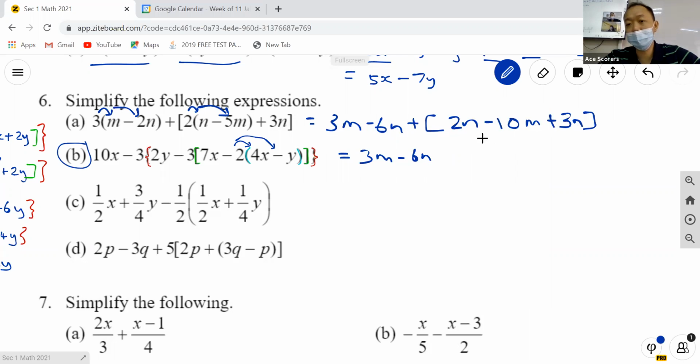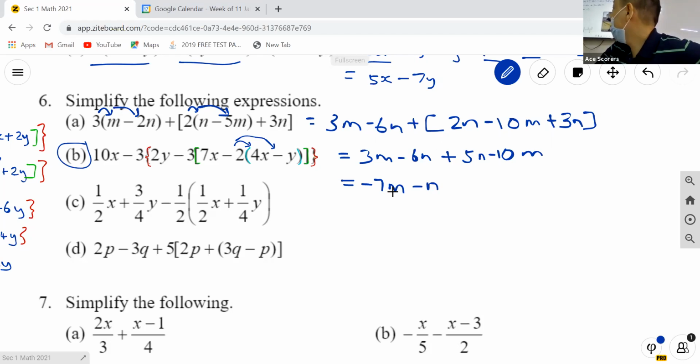Okay, and now I need to solve inside here. This is 2n minus 10m plus 3n. So actually 5n minus 10m, and eventually no more brackets. So I can just evaluate that. So 3m take away 10m is minus 7m. Then after that, negative 6n plus 5n is negative n. Yeah, good. That's it. That's A. Right? Minus 7m take away n. Blossom, did you get that correct? Oh, very good.